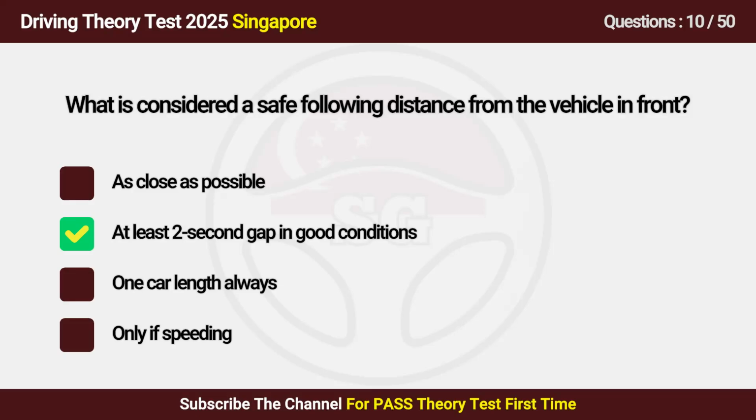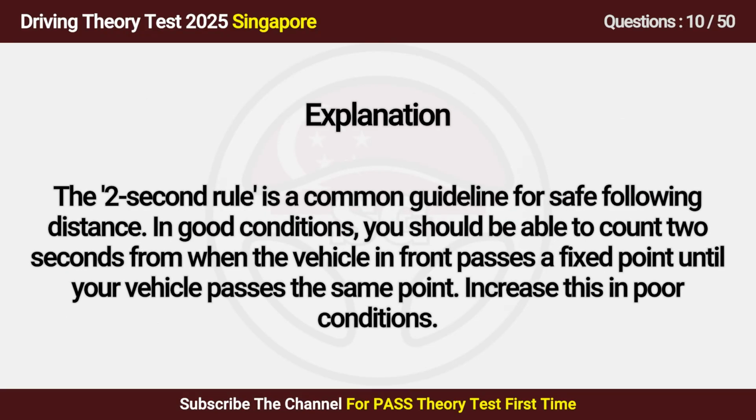Answer is B. At least a 2-second gap in good conditions. The 2-second rule is a common guideline for safe following distance. In good conditions, you should be able to count 2 seconds from when the vehicle in front passes a fixed point until your vehicle passes the same point. Increase this in poor conditions.